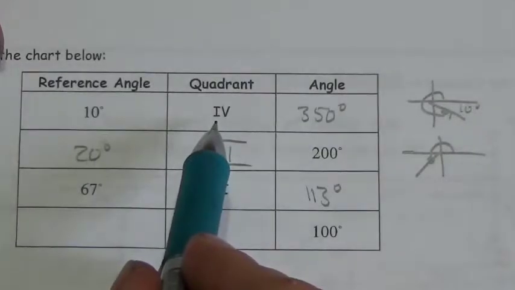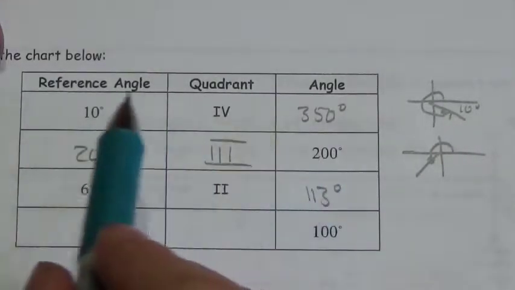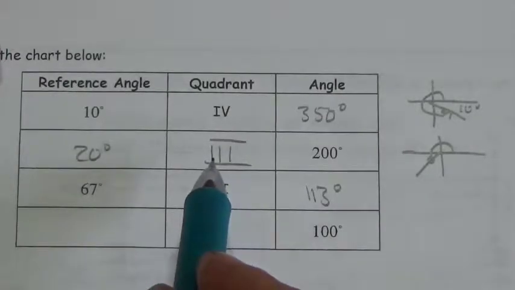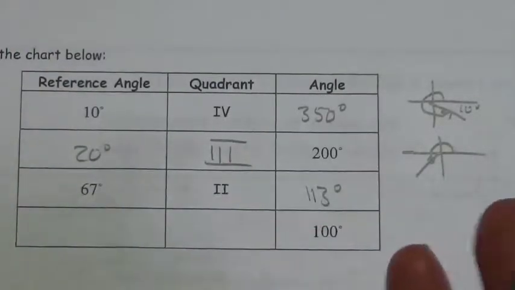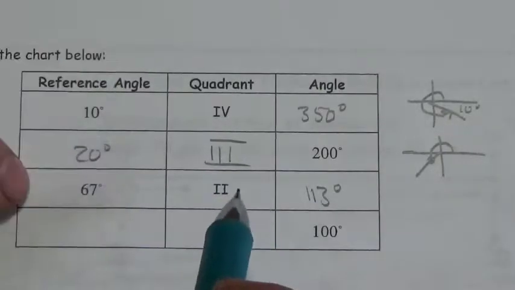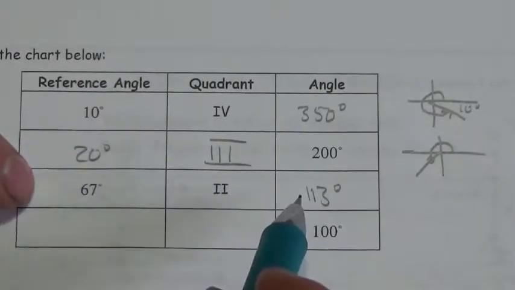Okay, quadrant 4, this angle is going to be 360 minus the reference angle. Quadrant 3, the angle here is going to be 180 plus the reference angle. In quadrant 2, it's going to be 180 minus the reference angle.